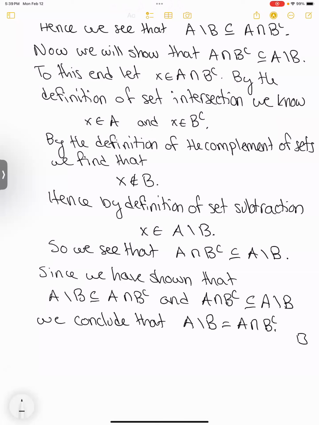In the next two videos, we'll see two more examples that get a little bit more challenging of showing that two sets are equal. But notice that when we go through this proof, all we ever do is apply definitions of set intersection, set complement, set subtraction, set unions we'll use later. And it's just a bunch of applying definitions carefully and understanding what the ands and ors mean. Okay, good.